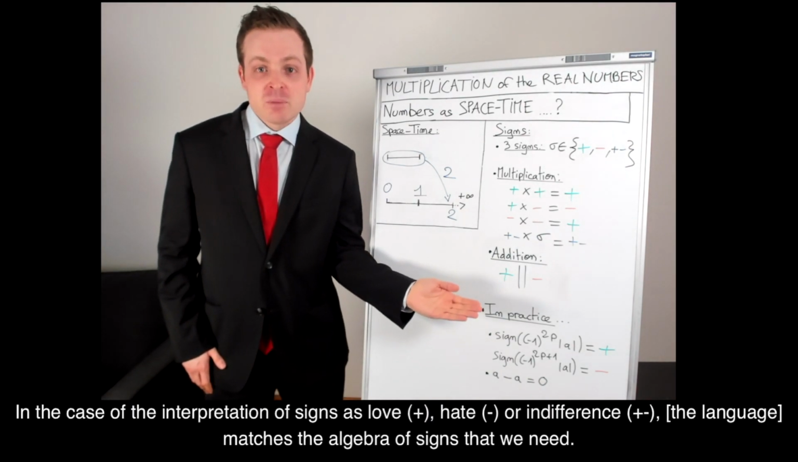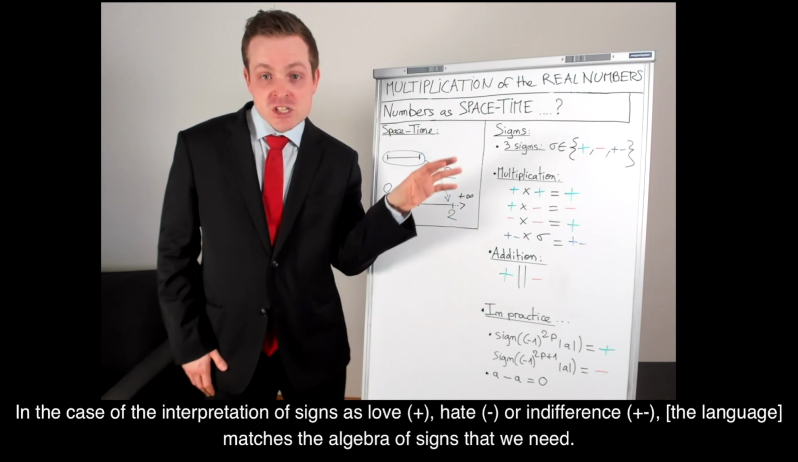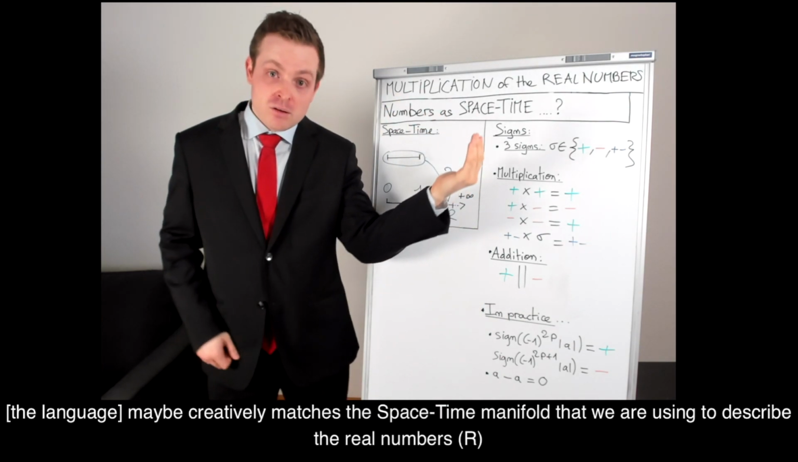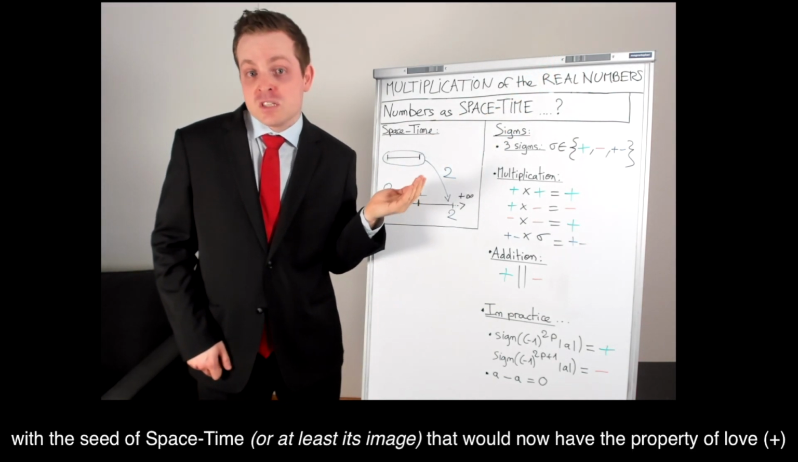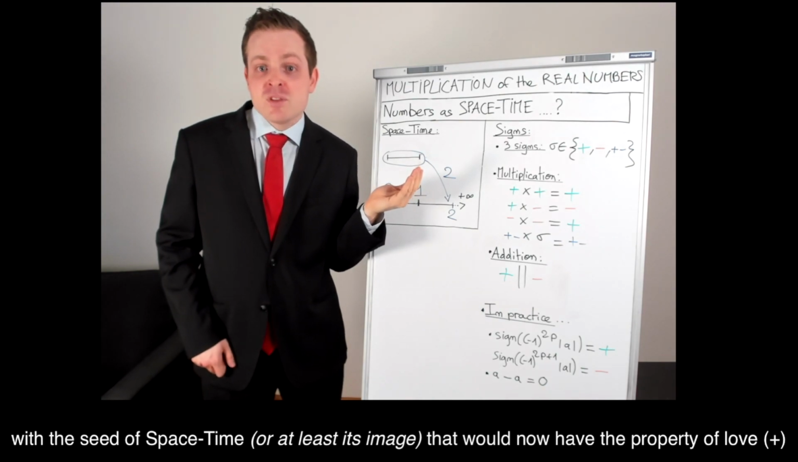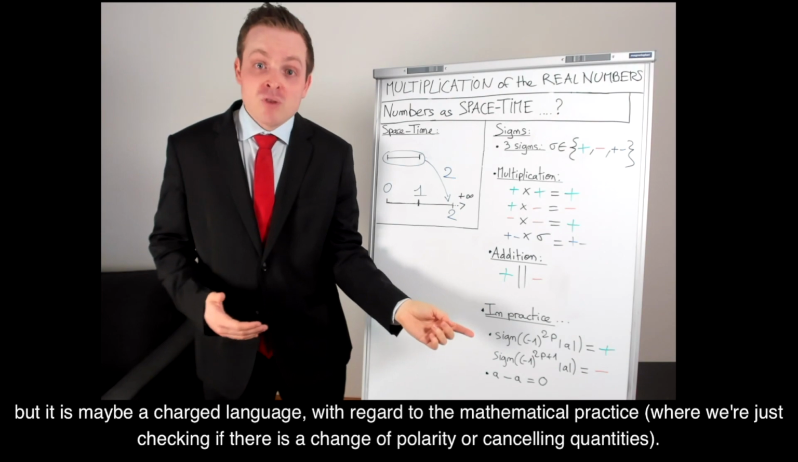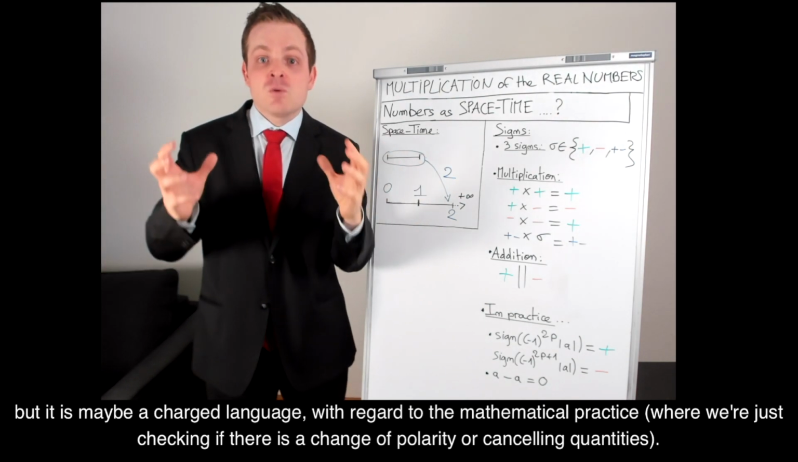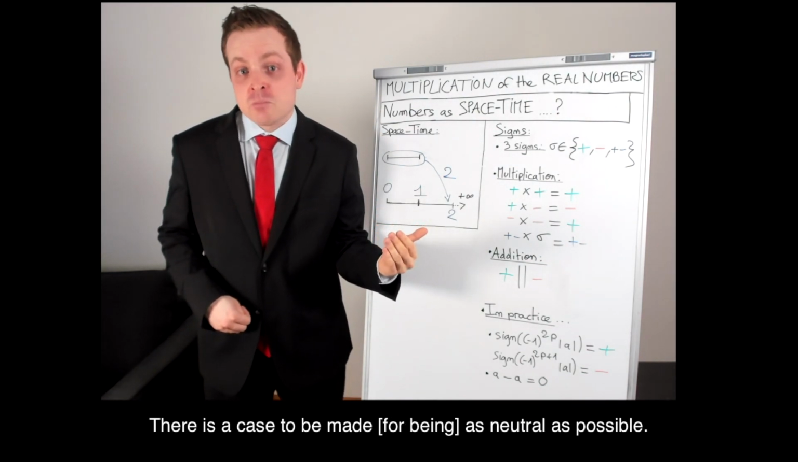In the case of the interpretation of signs as love, hate, or indifference, it matches the algebra of signs that we need. It maybe creatively matches the space-time manifold that we're using to describe the real numbers, with also the seed of space-time that would now have the property of love. But it is maybe a charged language with regard to the mathematical practice, where we're just checking if there is a change of polarity or cancelling quantities. And so there is a case to be made to be as neutral as possible.